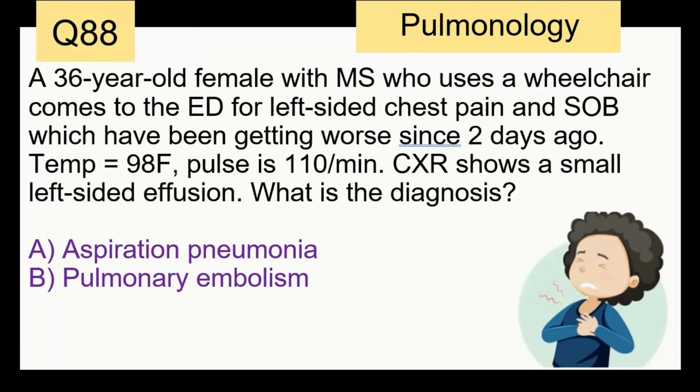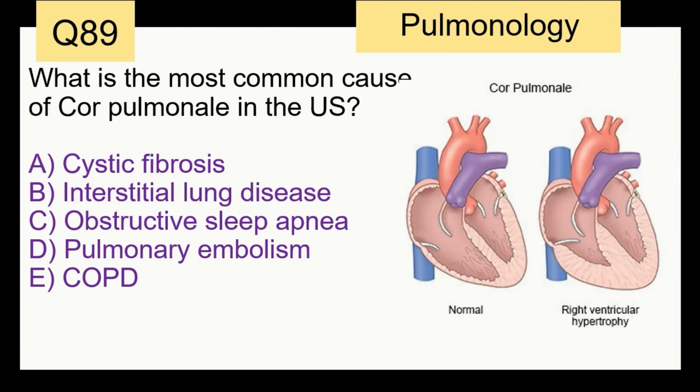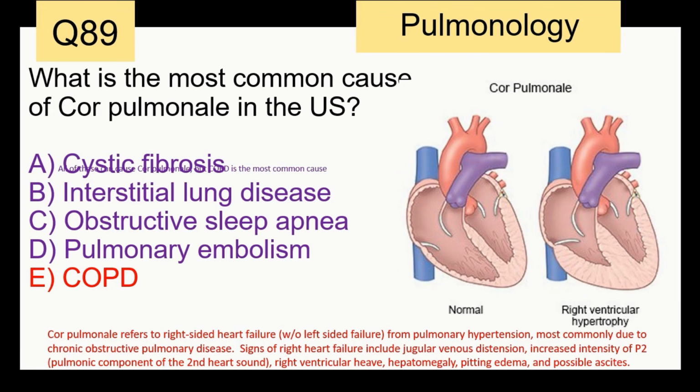88. A 36-year-old female with multiple sclerosis who uses a wheelchair comes to the ED for left-sided chest pain and shortness of breath, which is getting worse. Chest x-ray shows a small left-sided effusion. What's the diagnosis? This is actually a case of pulmonary embolism because we have such a sudden onset. We also see tachycardia. And of course, the fact that she was immobilized makes us think of pulmonary embolism. What is the most common cause of cor pulmonale in the US? COPD. Remember, cor pulmonale refers to right-sided heart failure without left-sided failure from pulmonary hypertension.